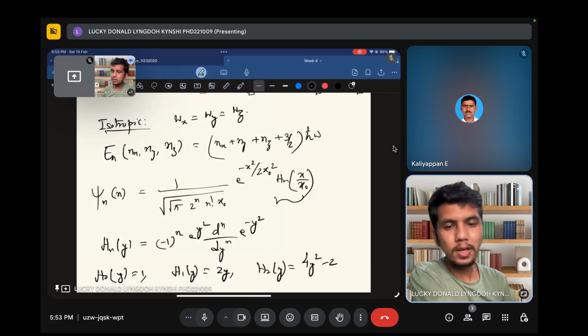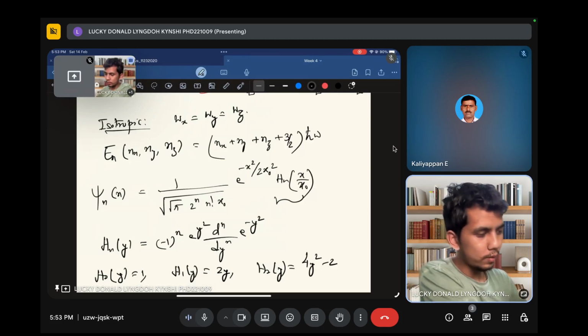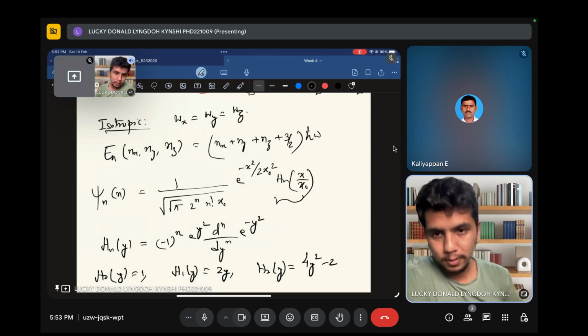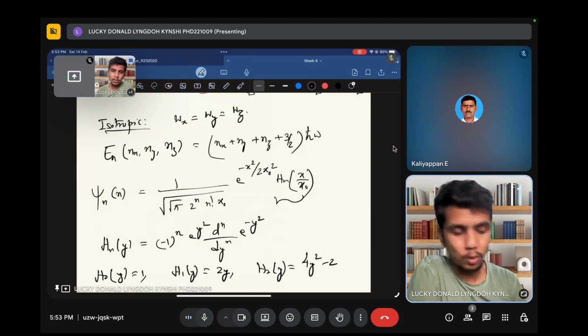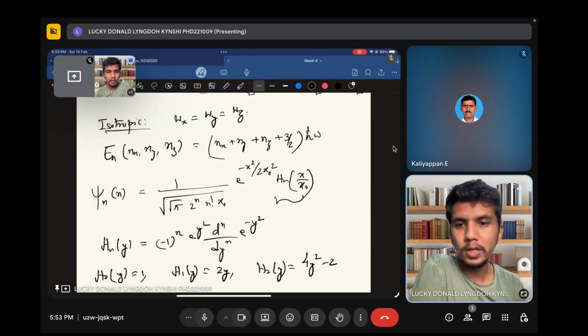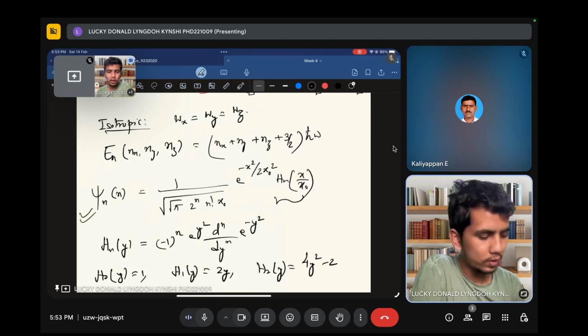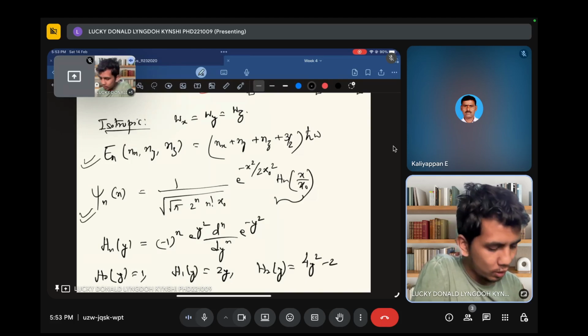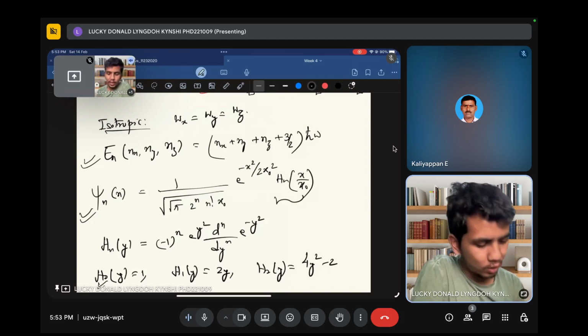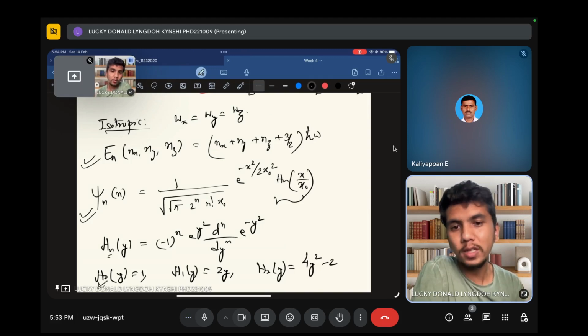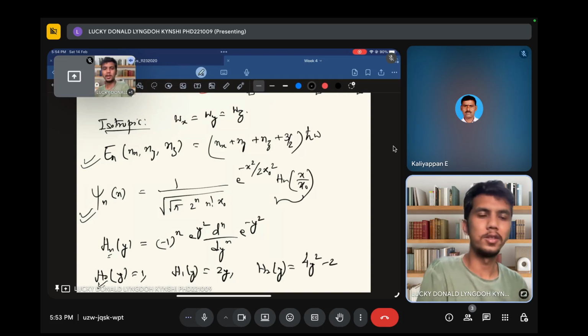Okay, so this is just a revision for you all, such that you can go back and have a look at it. When you solve the harmonic oscillator, you will get this wave function psi_n, which is given in terms of the n term, and you also have the energy E_n. H_0(y) means H when n equals 0, H_1(y) means when n equals 1. So you will have the ground state, the first excited state, the second excited state, and so on. That means the higher energy states.